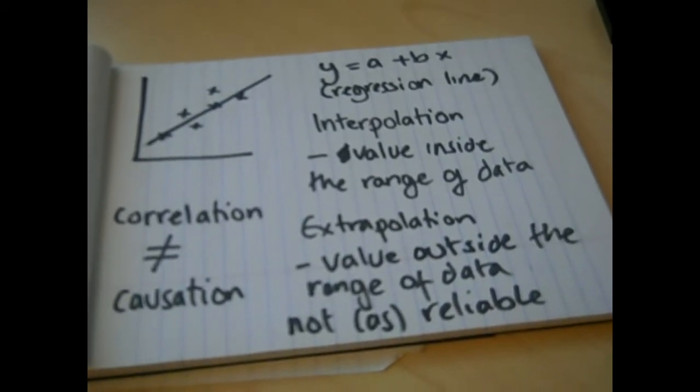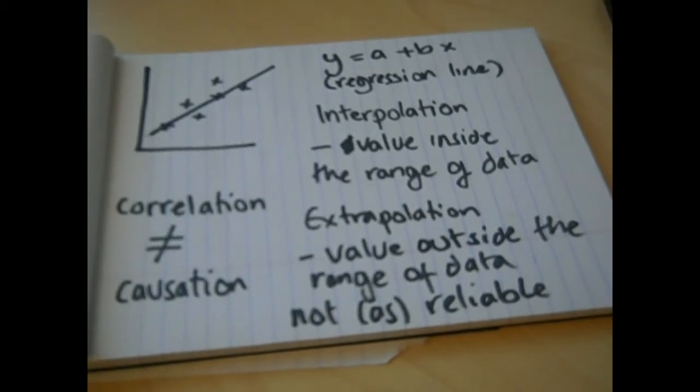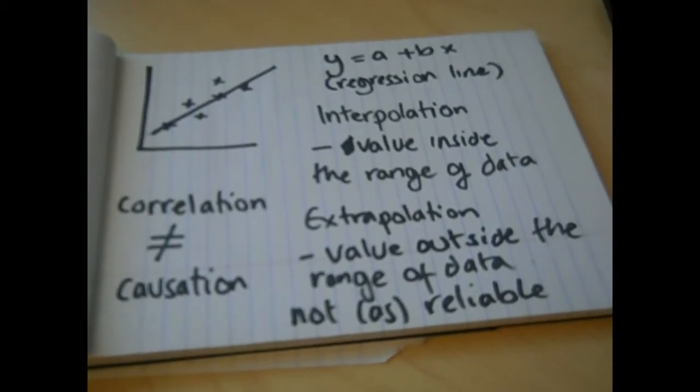I'm sure you know all the stuff about positive and negative correlation. If it's going up, it's positive. If they're going down, it's negative, and all the rest of it.